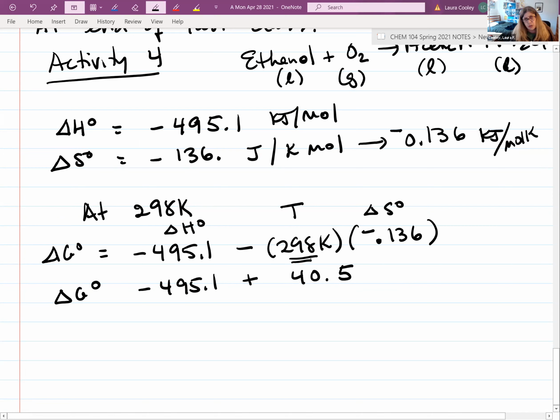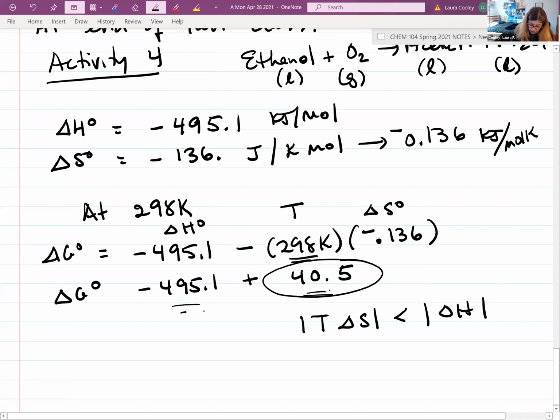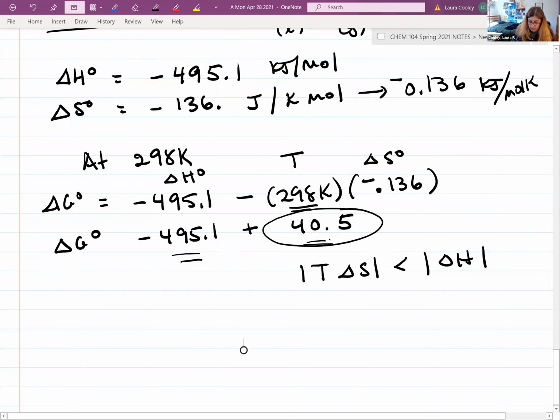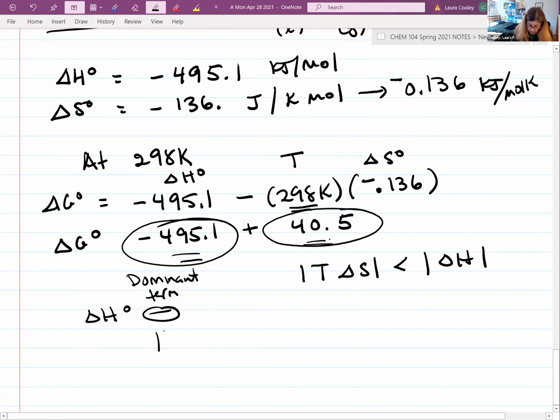So this temperature, 298, is low enough so that this term here is smaller in magnitude. So T delta S is less than the magnitude of the delta H here, which is 495. And because the delta H is the dominant term, and because the delta H is negative, that will end up making the delta G0 negative. So when you add these two together, you get 490.